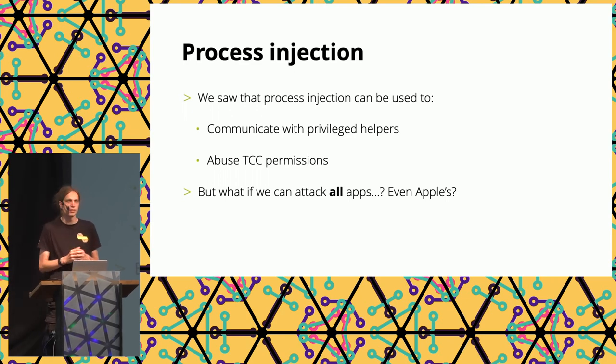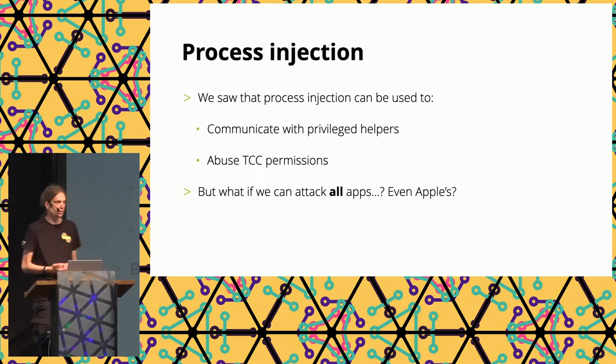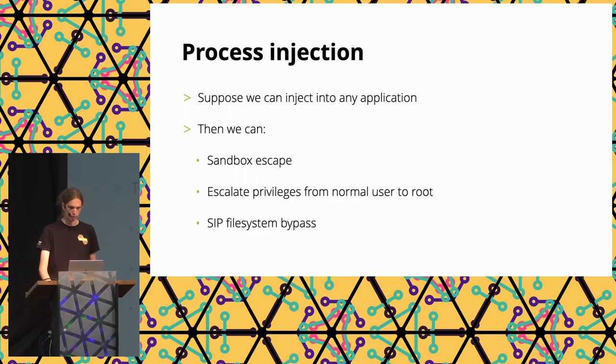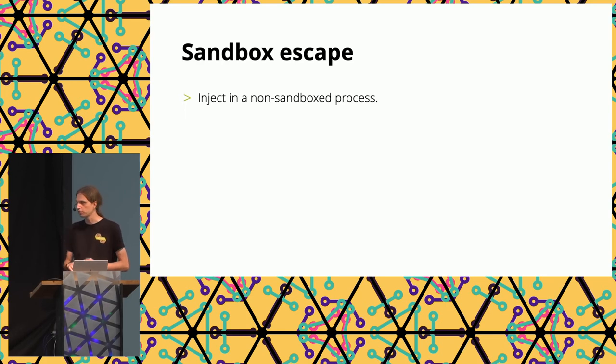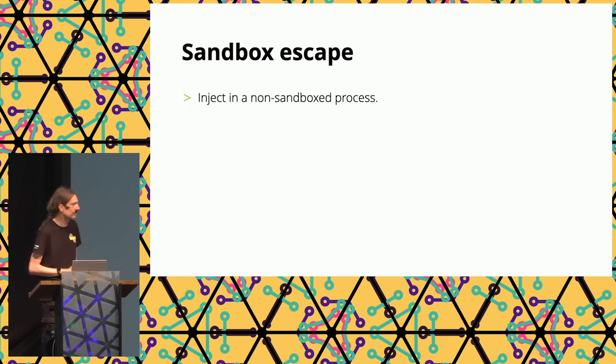But we wanted to investigate what you can do if you have a generic technique and you can inject into any application, even Apple's. And we found some neat tricks to use that to escape the sandbox, elevate privileges to root, and bypass the SIP file system restrictions. Sandbox escape is a bit boring, because if you're sandboxed and you can inject into a non-sandboxed application, then you have escaped the sandbox already. So I can't really disclose much more about those details, but hopefully we can publish more about this soon.